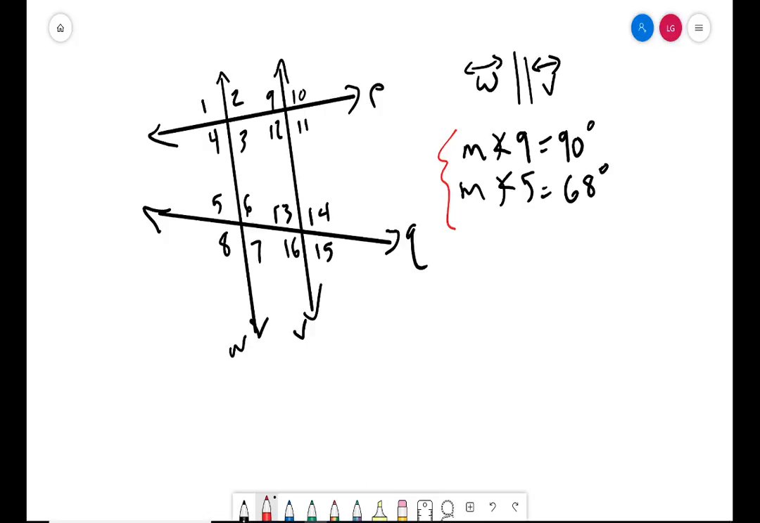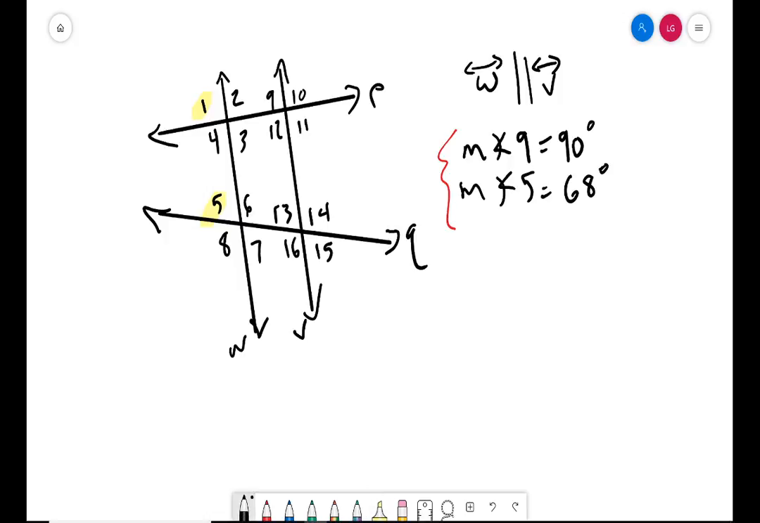So each of them have the series of results that we want, but it doesn't mean, for example, that angle 1 and angle 5 are equal. They are not equal. P and Q are not parallel lines, so 1 and 5 are not corresponding angles, because the lines P and Q are not parallel lines being cut by a transversal. They're lines that are not parallel.